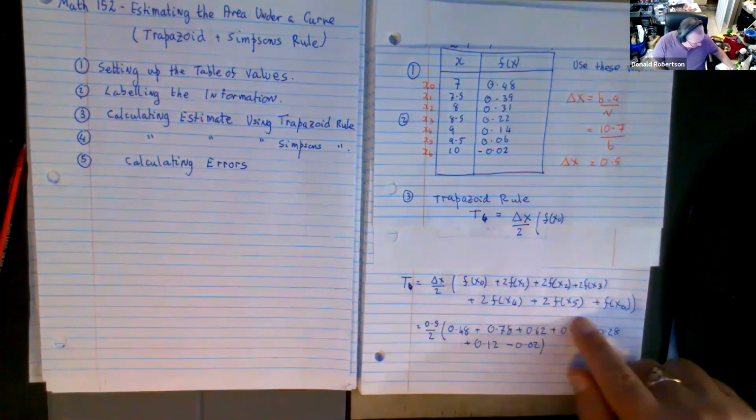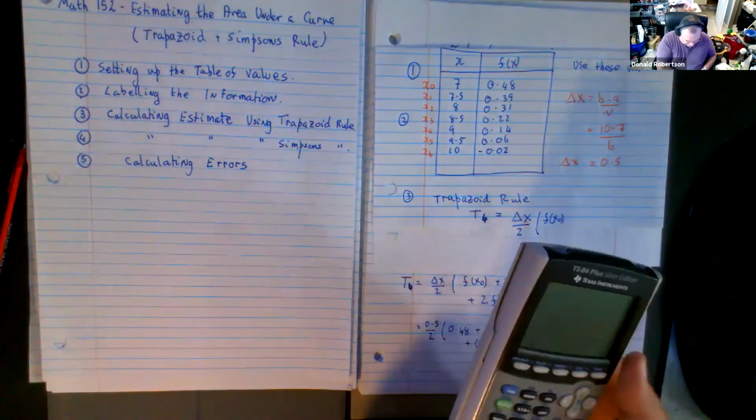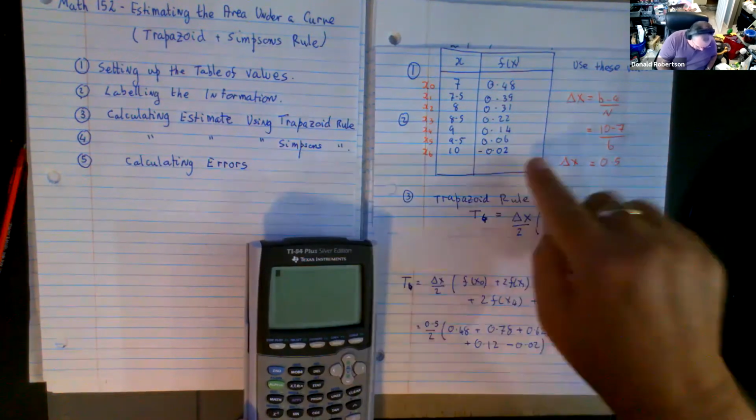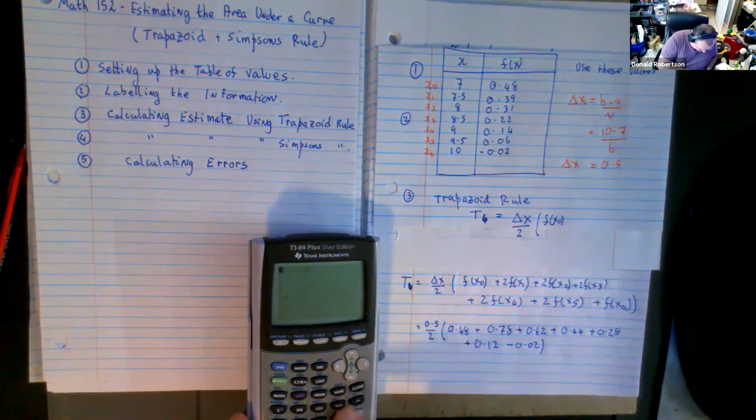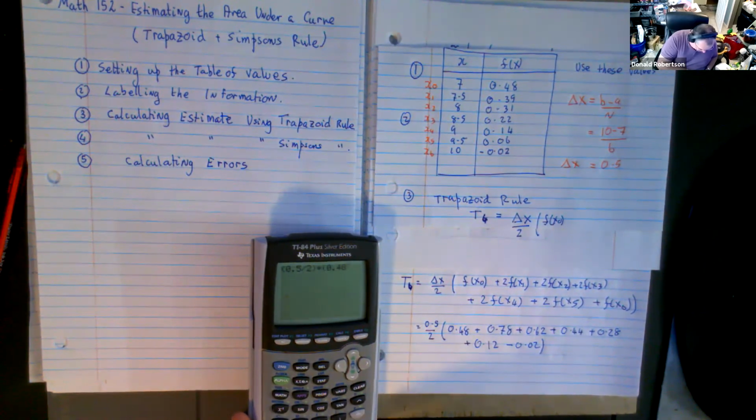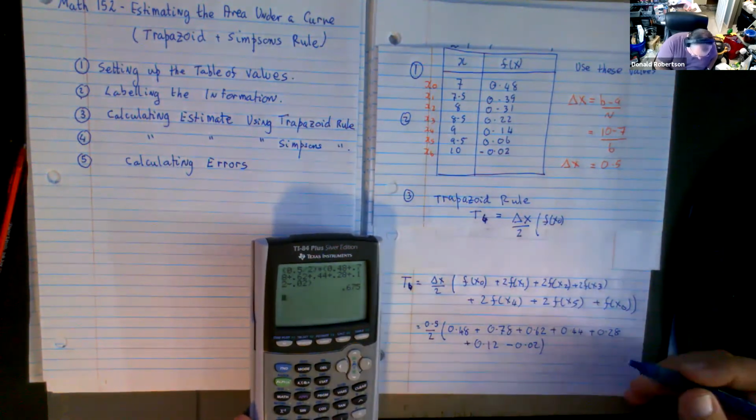But these guys here, when we combine them, will give us our trapezoid 6. So here it goes. 0.5 divided by 2. If you're not sure, stick things in brackets. 0.48 plus 0.78 plus 0.62 plus 0.44 plus 0.28 plus 0.12, take away 0.02. And the answer we get is 0.675.